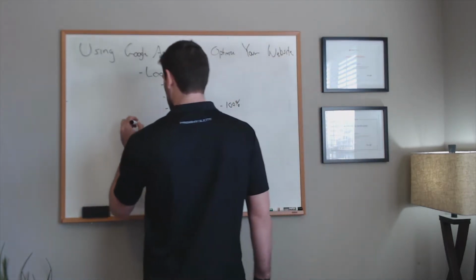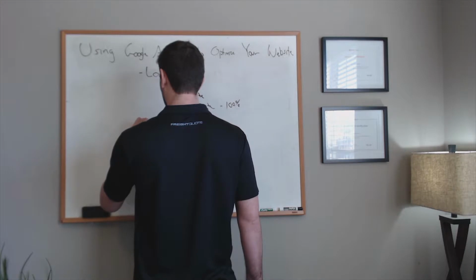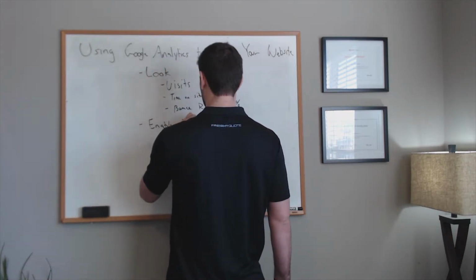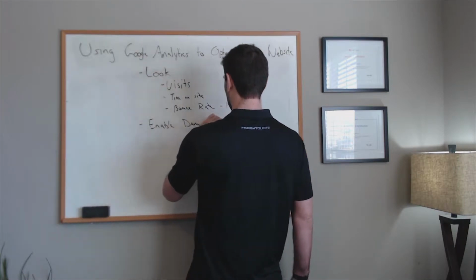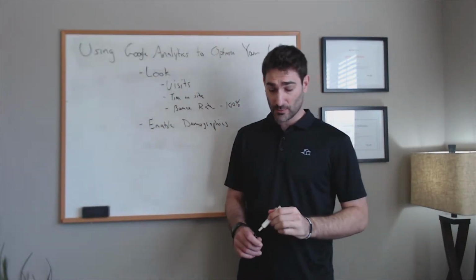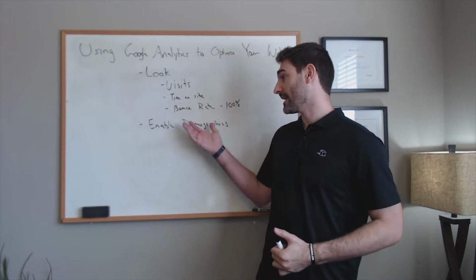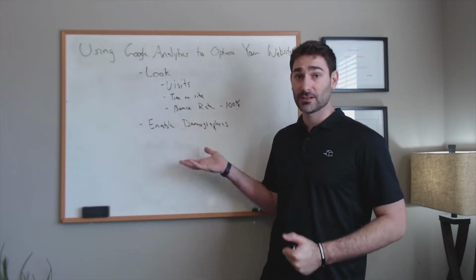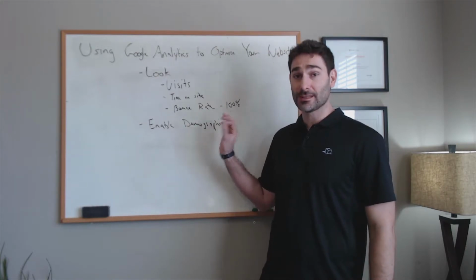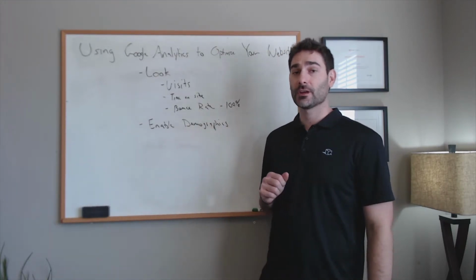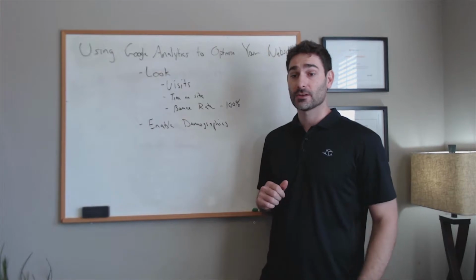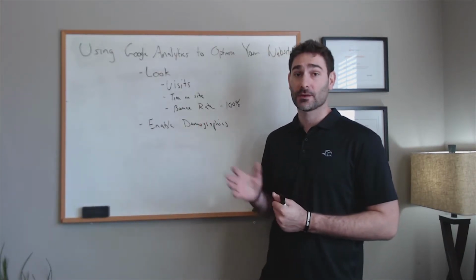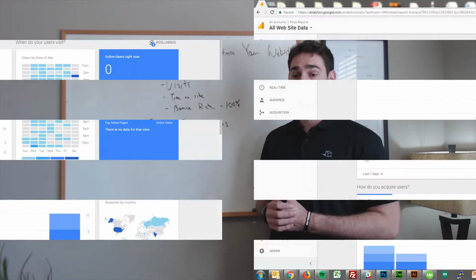Now the next thing that you should do is enable demographics. So by default, Google Analytics does not have the demographics statistic enabled. So you need to go in there and you need to enable it. Now I'm going to show you how to do that really quick in Google Analytics so you know how to turn on the demographics filter. So here is how you do that now.